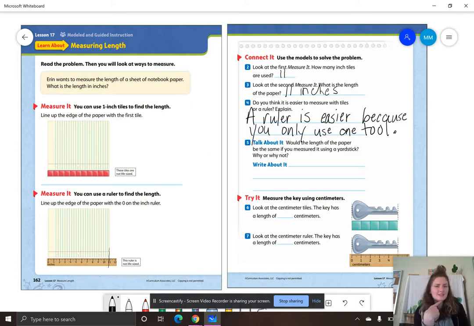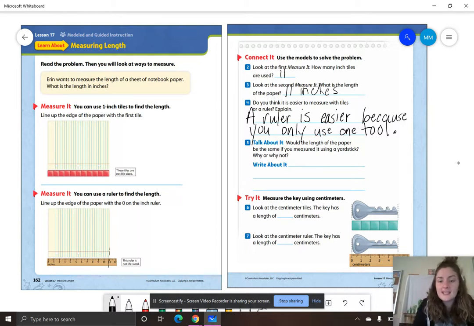Could we use a yardstick to measure? What do you think? Pause the video and answer this question on your own, or talk about it with someone around you. Talk about it with your brother or sister or a cousin or an aunt or uncle or grandparent or parent. Talk about what you think. Could you use a yardstick to measure the paper? Yes, because yardsticks also measure in inches. It's going to be a really long tool to measure a small piece of paper, but you could use a yardstick because it still measures in inches.